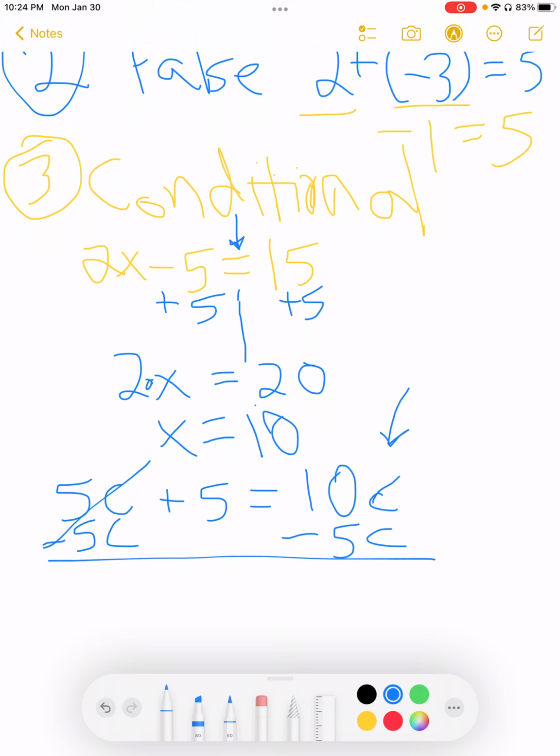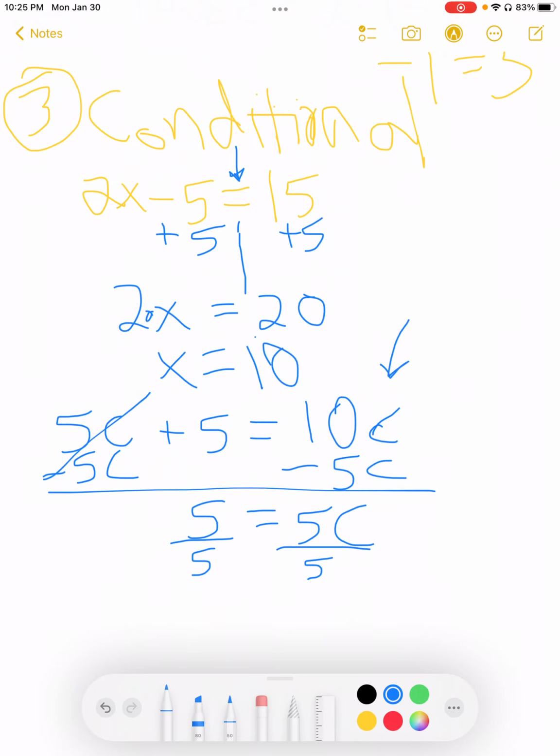Okay, just to see it clearer, right? Maybe I should have written it bigger in the first place. And then I'll have 5 on this side. If I have 10c, just like if I have 10 of anything, 10 of something minus 5 of something, I'll have 5 of those c's. And then I divide both sides by 5, and it's easy to see that I'll have c equals 1. I could say c equals 5 over 5, but 5 over 5 would just be 1 as well, okay?